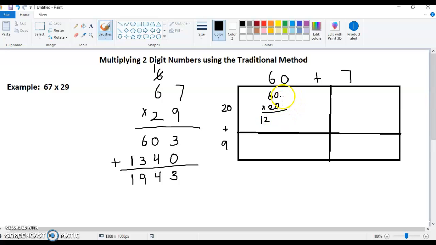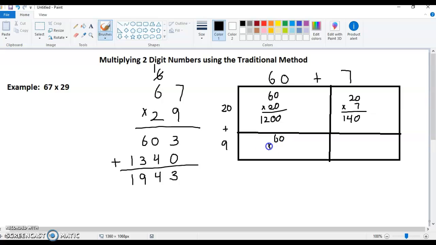And I know that I'm multiplying, both of these numbers represent numbers times 10, 6 times 10 and 2 times 10. And 10 times 10 is 100, so there's 2 zeros. Then I have 20 times 7. I know 7 times 2 is 14. I know that 20 is the same thing as 2 times 10, so I add a 0 for the 10.